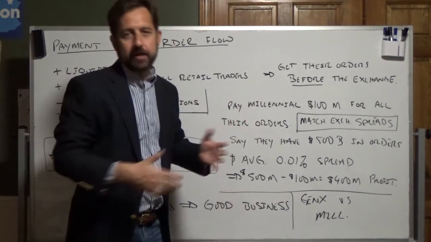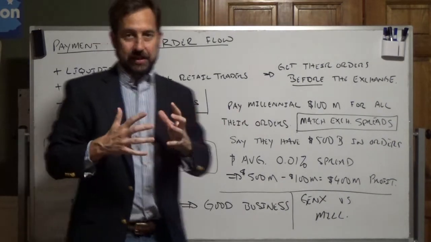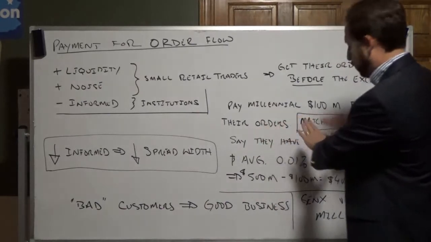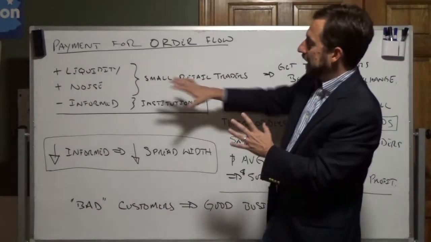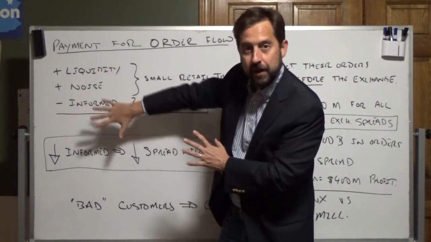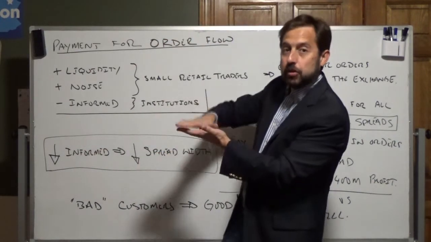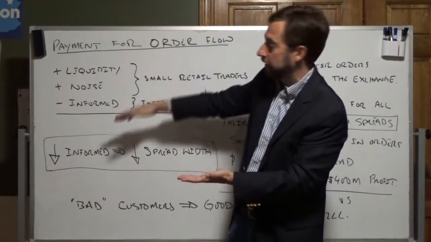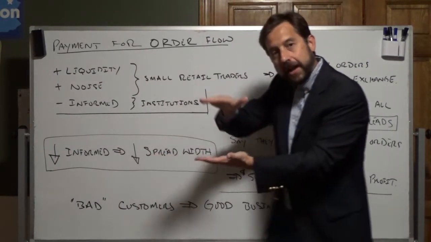They must be front-running them or something like that. Where, in reality, the idea of this is the bid and ask spread that's available on the exchange, that's taking into account the liquidity, noise, and informed traders, right? But the idea here is the greater the number of informed traders, the wider the spread has to be. Alternatively, the lower the proportion of informed traders, the more I can narrow the spread.